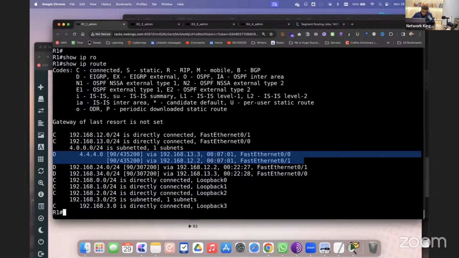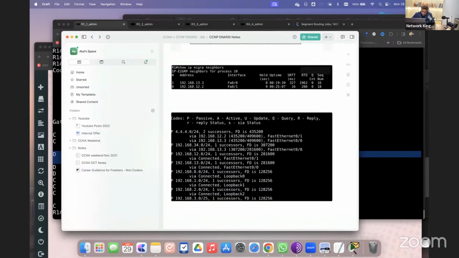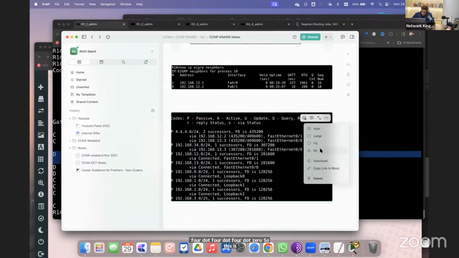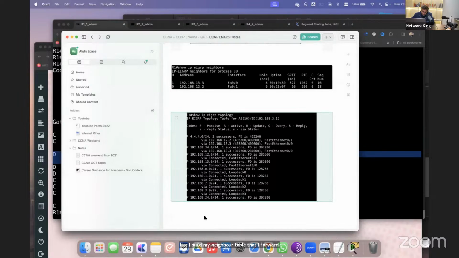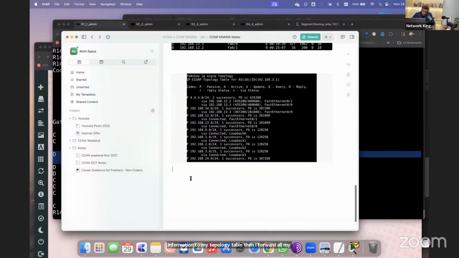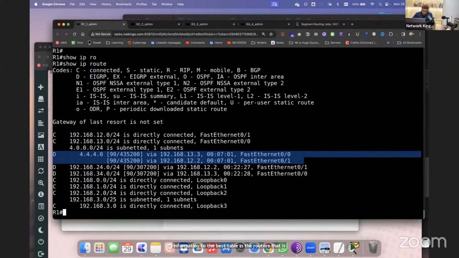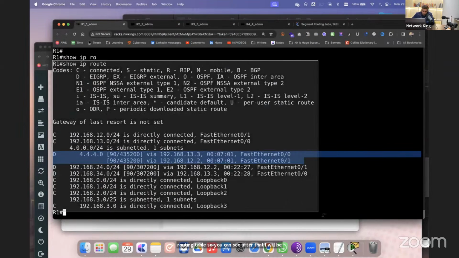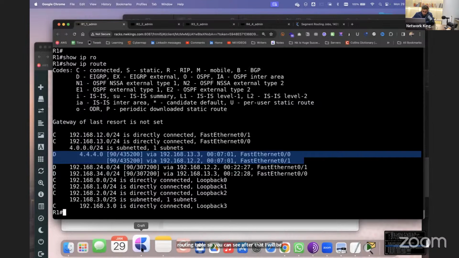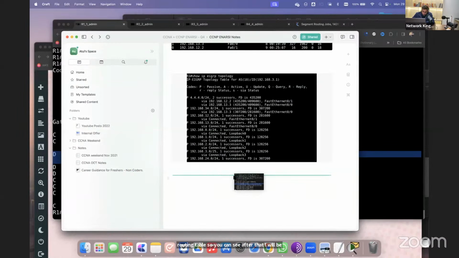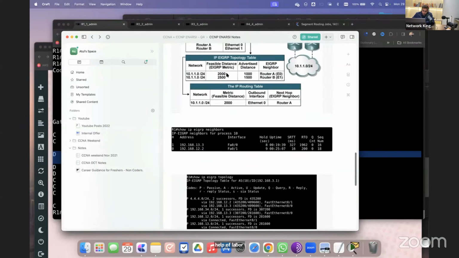4.4.4.0. So I build my neighbor table, then I forward information to my topology table, then I forward all my best information to the routing table in the routers. So you can see after that I will be choosing the routing table. With the help of the neighbor table, I build my topology table.